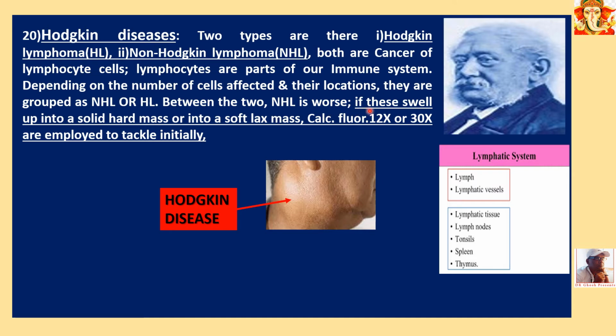If this swells into a solid hard mass or into a soft lax mass, it may be a hard mass, it may be a soft mass, Calcarea 12x or 30x are employed to tackle it initially. One image of Hodgkin disease has been shown here. Mind, this Hodgkin disease is also a rare type of disease.